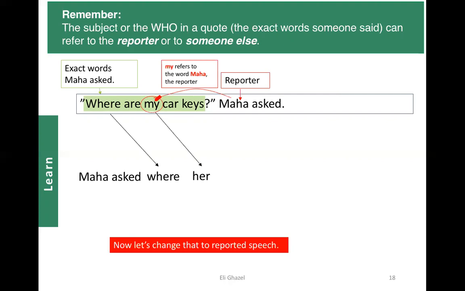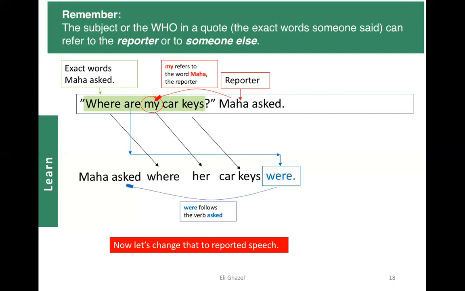However, we need to know that my refers to Maha. And since we are no longer talking to Maha, we are referring to Maha, we cannot say Maha asked where my. We need to say Maha asked where her, because we're talking about her. And after her, we need the car keys. And since it's no longer a question, but a statement, the R will go after the car keys. But since we have asked, which is in the past, we have to change the R to where her car keys were, because where is coming after asked and it has to move into the past.